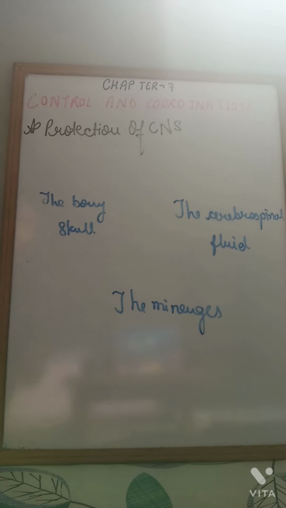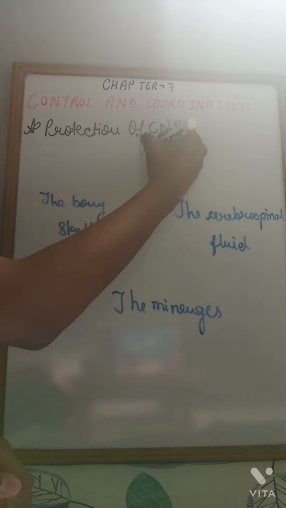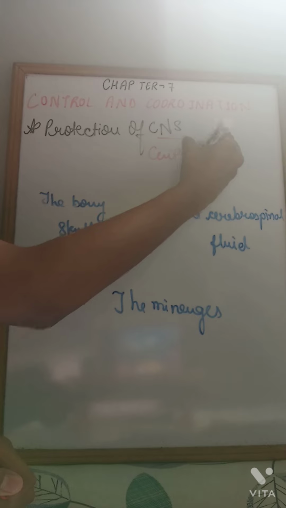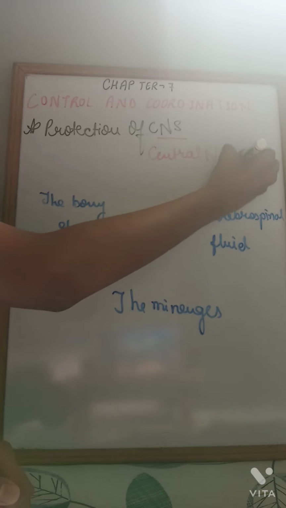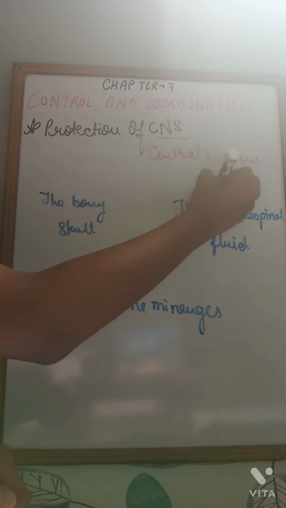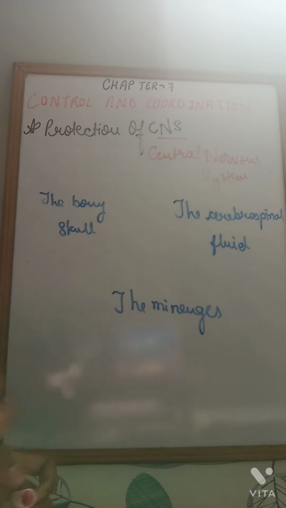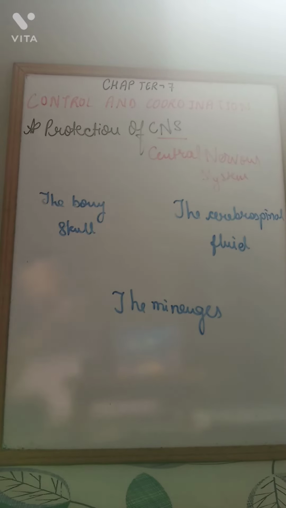Let us understand how the protection of the CNS happens. Now you're thinking, what is CNS? CNS is the central nervous system, or we should say the brain. How does the protection of the brain happen? It happens with these three layers.